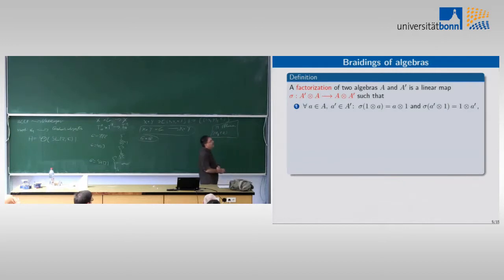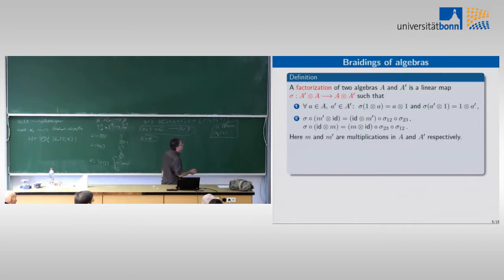First, I want it to preserve the units. So if I take 1 tensor any element in A, then as a result I must get the element tensor 1 on the other side. The left 1 is in A and the right 1 is in A prime, I don't distinguish them. That must happen for A, and this must happen for A prime. So the unit is just flipped into the unit. Next, I want this kind of generalized flip to preserve both multiplication m prime and multiplication m, in the sense that I wrote here in these two equations.